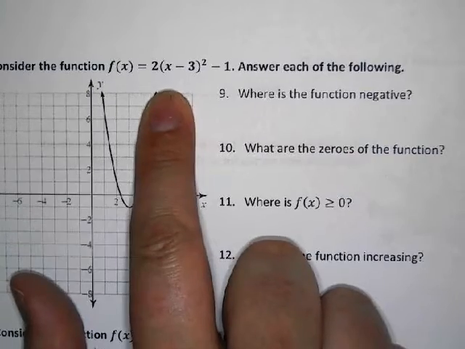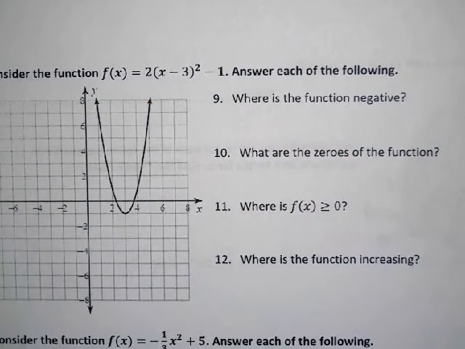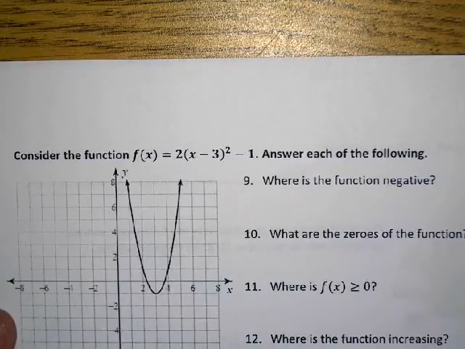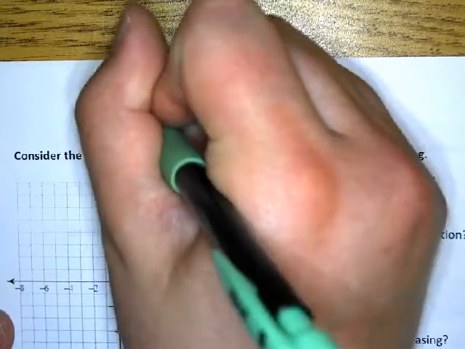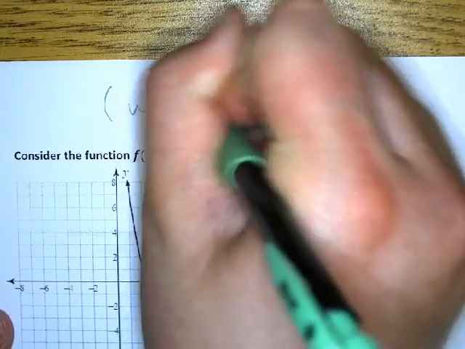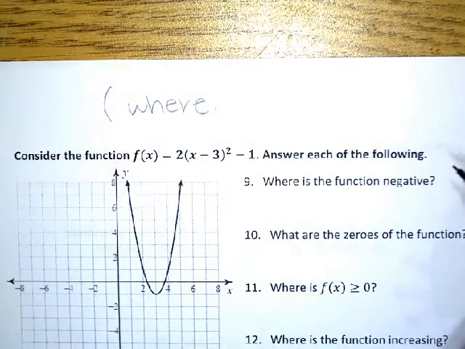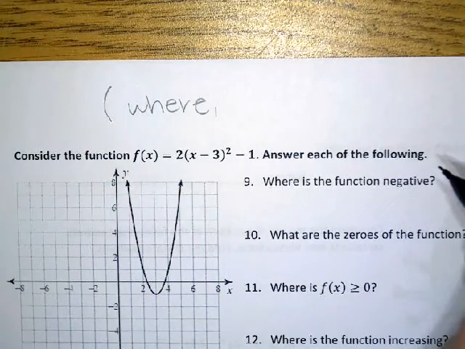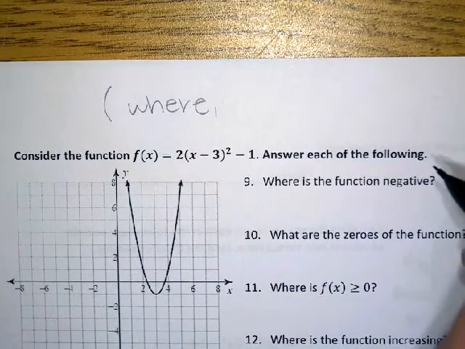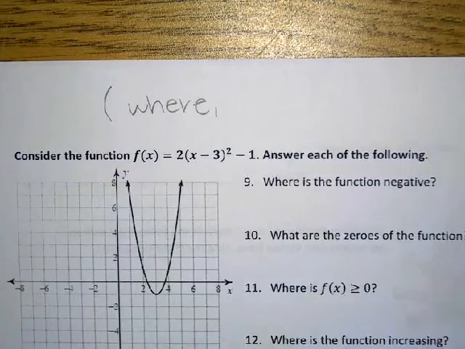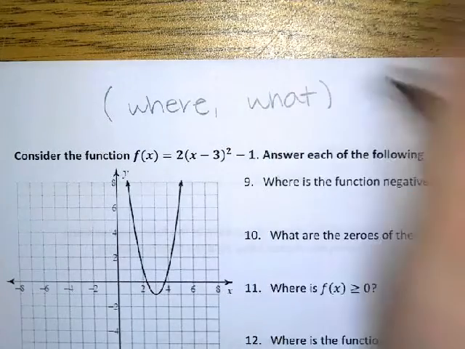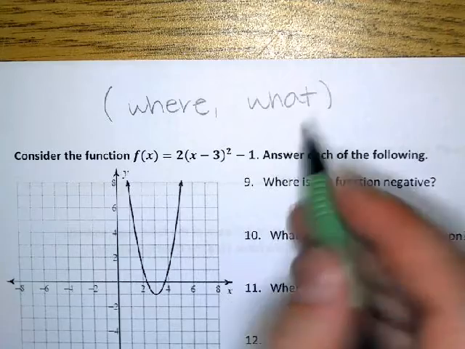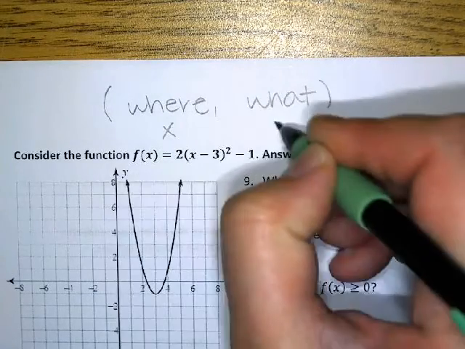So we have a couple things that we need to remember for when we answer these types of questions. If they ask questions like where is something happening, then they're asking for X values. They're asking for an answer that has to do with X values. If they're asking questions about what, then they're asking about Y values. So where are X values? What are Y values?